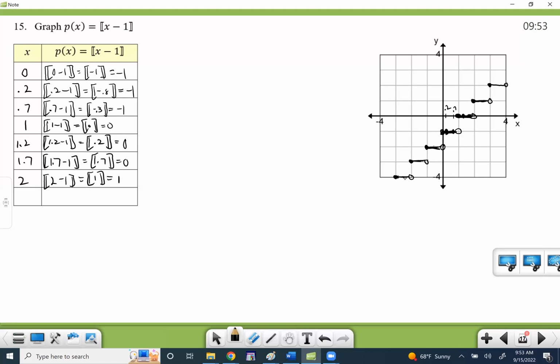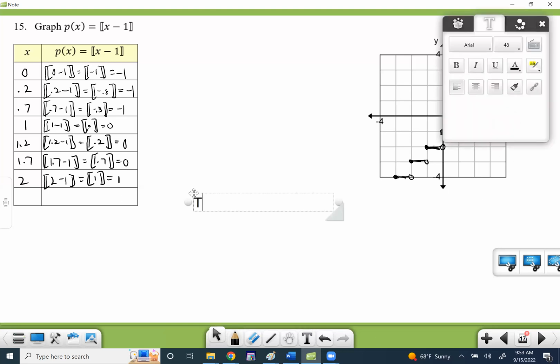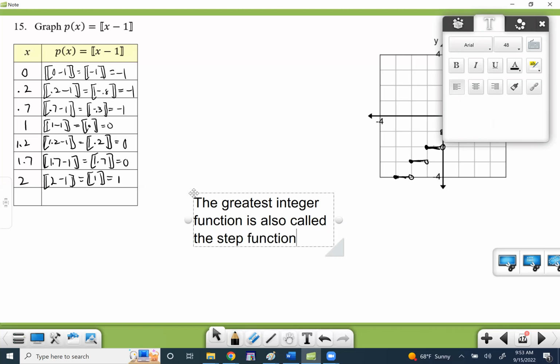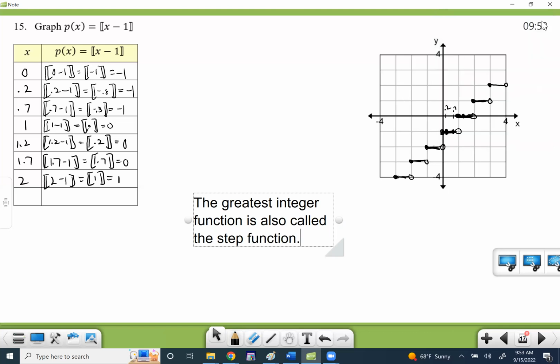And so this is the reason why it's also called the step function. So the greatest integer function is also called the step function. That's because its graph makes these little steps like this.